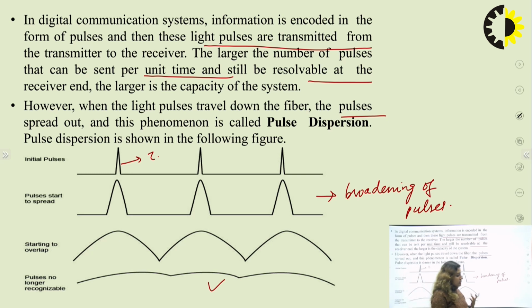So we have to avoid this kind of dispersion, which is obviously a kind of noise, as we have already discussed in the previous lectures on attenuation and scattering. In the same way, dispersion is a kind of noise or distortion which can accompany the pulses in the fiber.